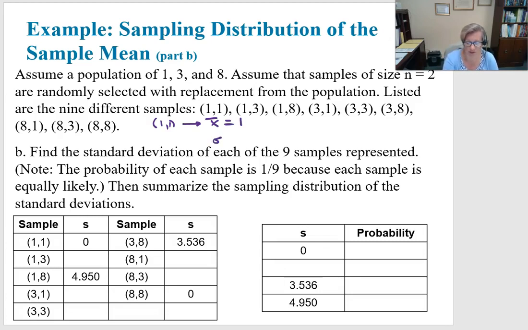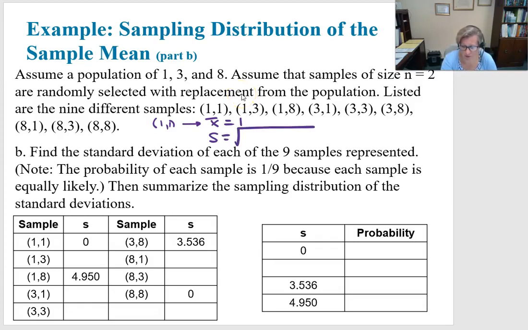Oh, whoops, that shouldn't be a sigma. That should be an S because this is a sample. So let me erase that. Whoops. There we go. Okay, so I need my pen back. Why is my pen not working? Hold on. All right, finally got my pen working.